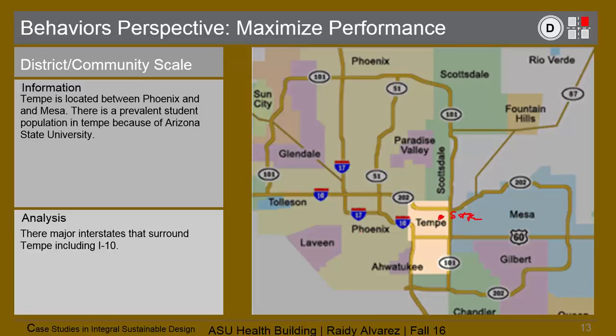You see Phoenix here. So does that mean it's an easily accessible site? Is that what you're trying to say there? Tempe is located in Phoenix. So there is, okay, so this is also prevalent. That's interesting. So where is the university on this map?